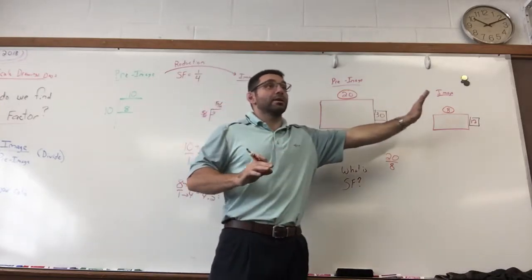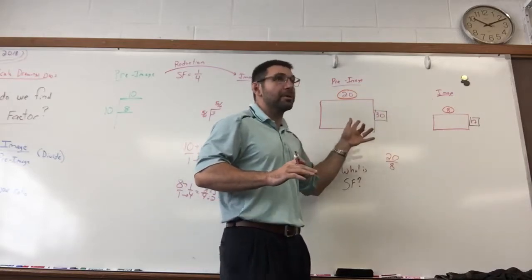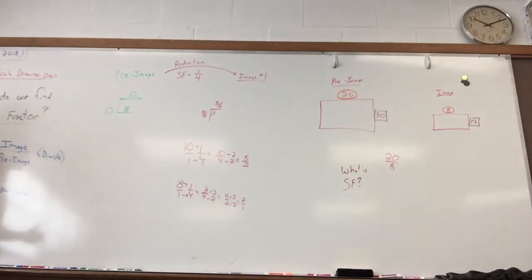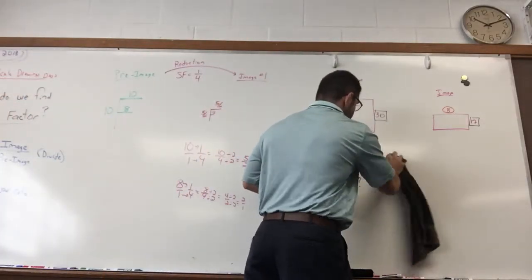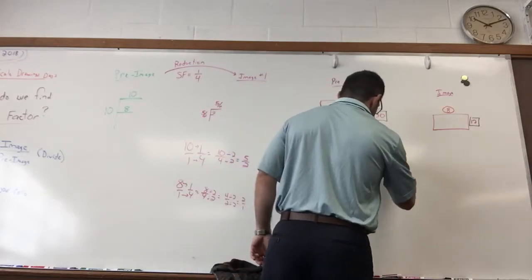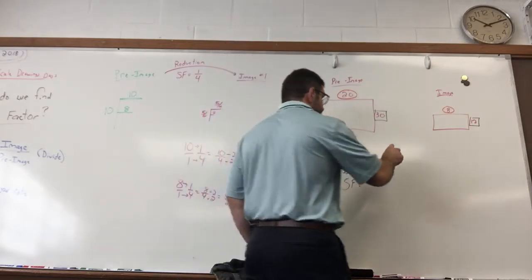We read from left to right, right? We want to put it from left to right, and we usually put this on top. But what does the formula say? And Brooklyn just went, oh! You have to have image divided by pre-image. Always. It's image divided by pre-image. So Brooklyn, you want to change it? 8 over 20. So now we're going to start to simplify to see what the scale factor is.